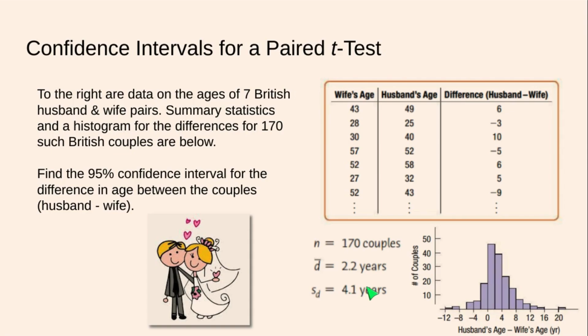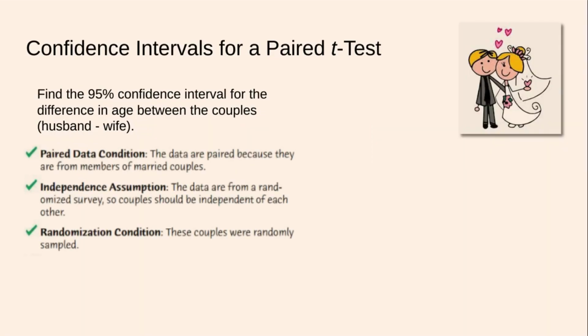All right, so we have information about our sample mean for our differences and the standard deviation of our sample of differences. If we were to make a histogram, this is a wonderful histogram. This is a histogram that is begging us to analyze the data. It's begging for us to make a confidence interval. It is very unimodal and remarkably symmetric. So we're going to find the 95% confidence interval for the difference in age between the couple's husband minus wife.